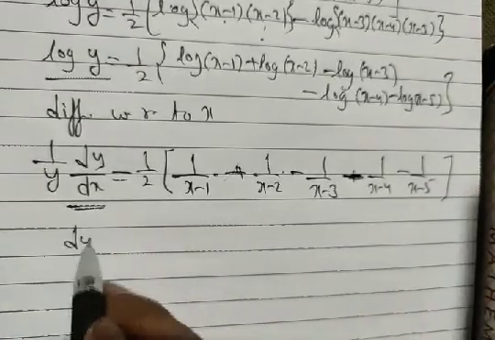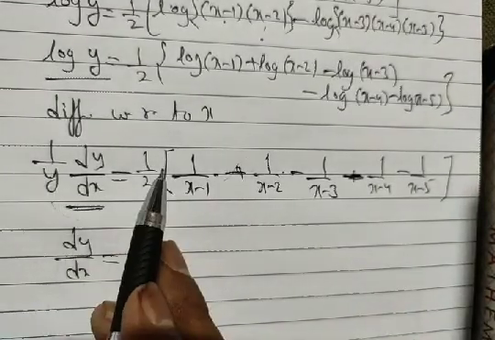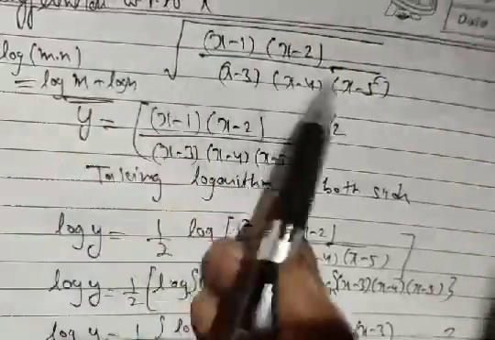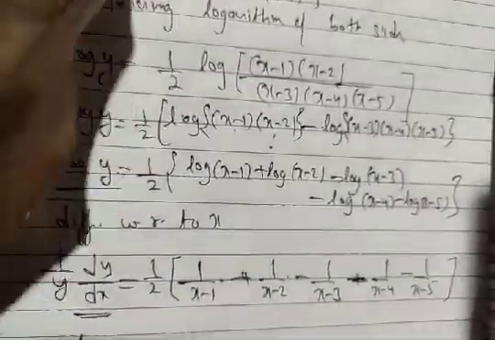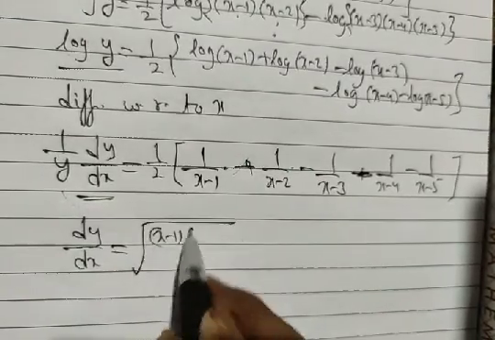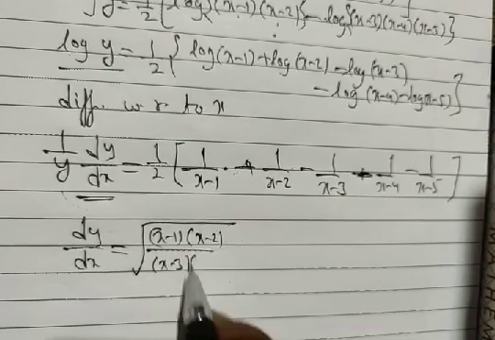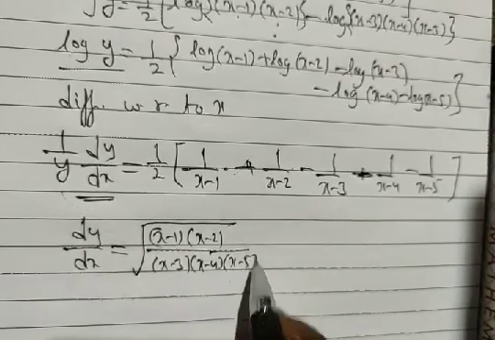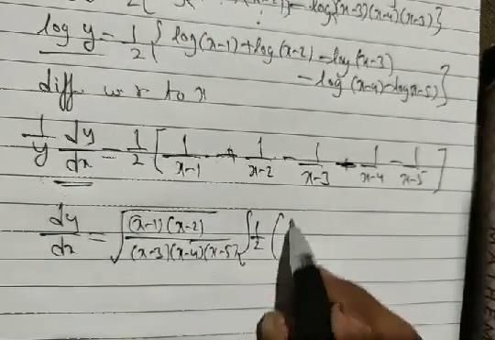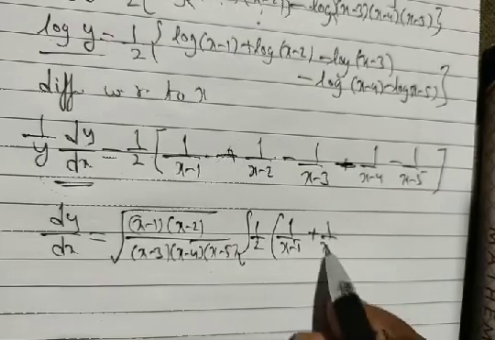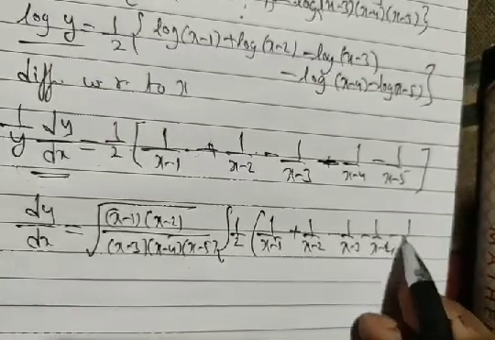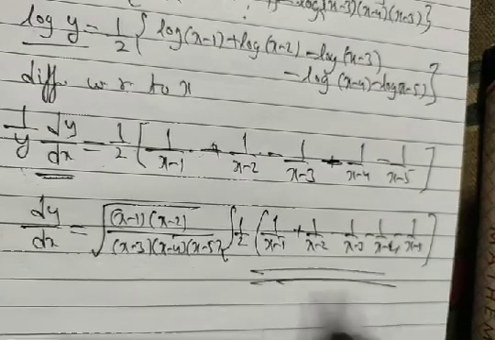Now we have to find dy/dx. Then dy/dx equals this part multiplied by y. But what is our y? Our y is given by the square root of (x minus 1)(x minus 2) over (x minus 3)(x minus 4)(x minus 5). So dy/dx equals y times 1 by 2 [1 by (x minus 1) plus 1 by (x minus 2) minus 1 by (x minus 3) minus 1 by (x minus 4) minus 1 by (x minus 5)]. This is our required derivative.